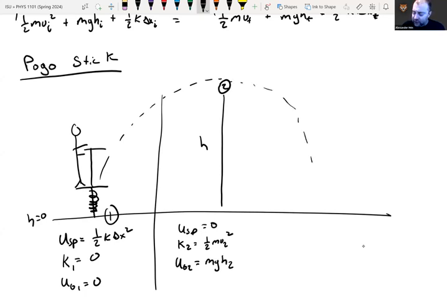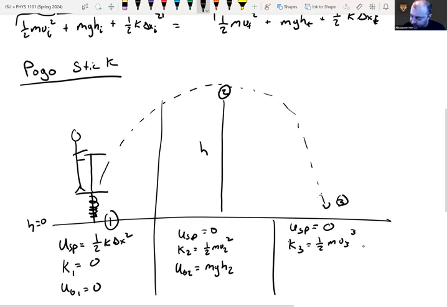Now, if he continued, right before he hit the ground, that would be point 3 right there. This is before the spring coils again, so the spring potential is still 0. But now the kinetic energy basically has everything. So it's 1/2 mv3, not cubed, squared. It doesn't become cubed, so it's still squared. And U sub g would be mgh3. And if it's right before it hits the ground again, then he's back to 0.